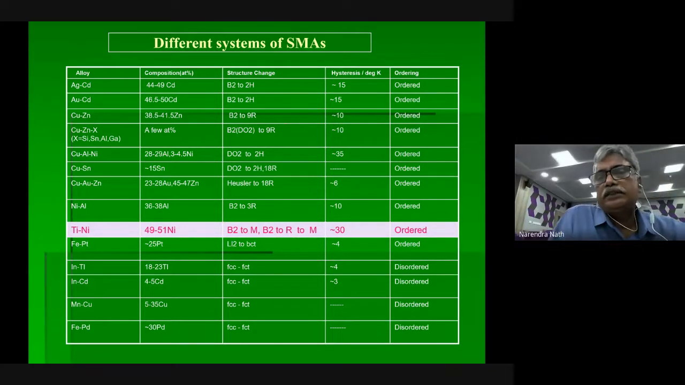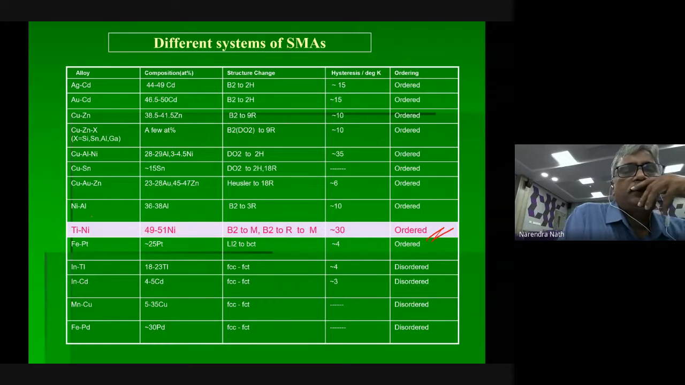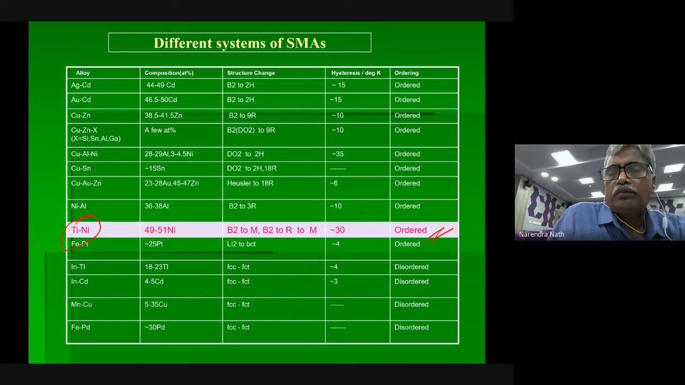And hysteresis is around 30, and the structure is ordered. That means when you use this alloy in an application anywhere, it won't fail at any lower temperatures. Even though the structure is ordered, only closer to higher temperature will the failure come into the picture. That is the meaning of ordered.